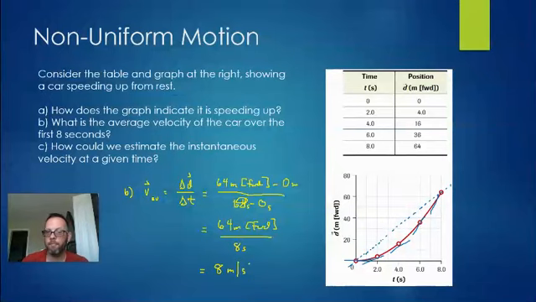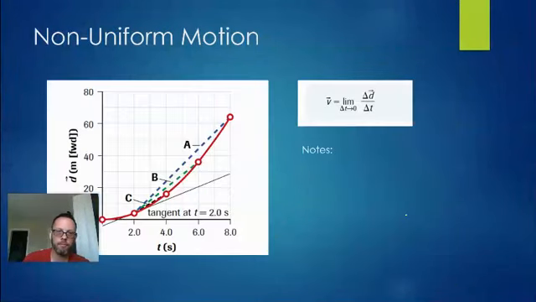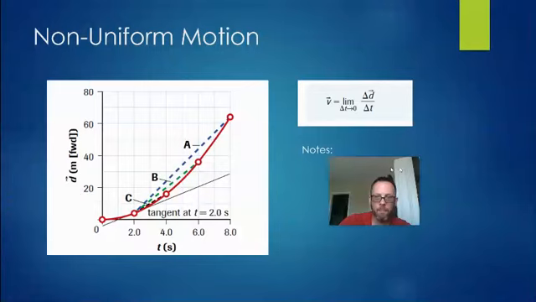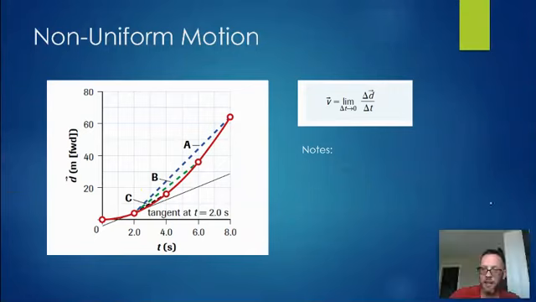Now the question is, how could we estimate the instantaneous velocity at a given time? Because if I wanted the speed at a certain point, finding the slope isn't going to cut it because I need 2 points to find the slope. And if I want to find instantaneous velocity, that's just at one particular point. So how do we resolve that? The idea is the instantaneous velocity is given by the slope of a tangent.